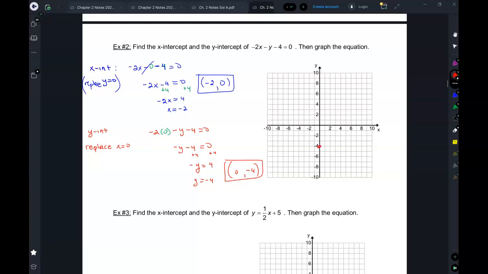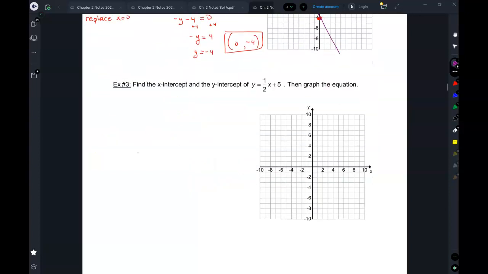0, negative 4 is here. Negative 2, 0 is here. Right? And then you just have to draw a line in between. That looks like this. Okay? Any other questions? You only need 2 points if it's not like the previous shape. So you can use a ruler.